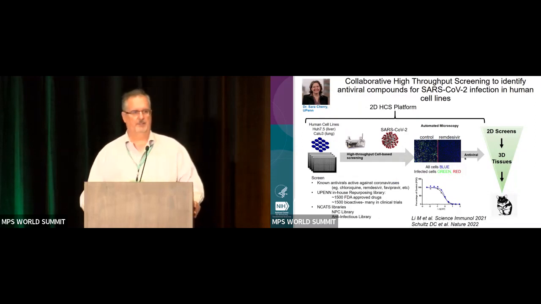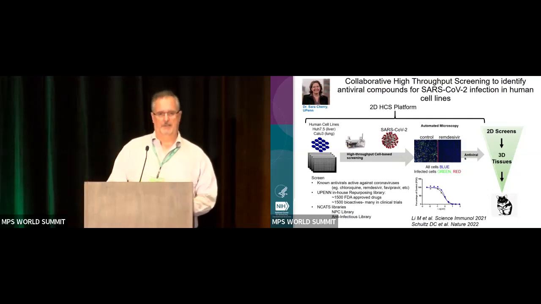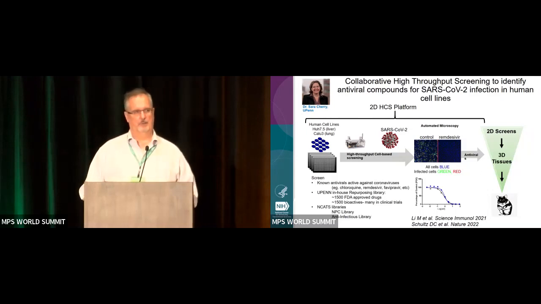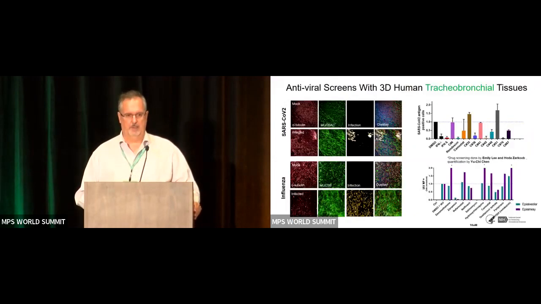We work with Dr. Sarah Cherry at Penn, and she had a platform for screening compounds in 2D. That was a high content imaging using CALU3 cells that were infected. And then they were using high content to look at viral antigens. So they did a screen of several libraries. And the idea here was, can we use these ALI models to help prioritize the compounds before going into animal models? The whole concept of can we use these tissues to help make better selections? So this was published, but it was actually very useful.